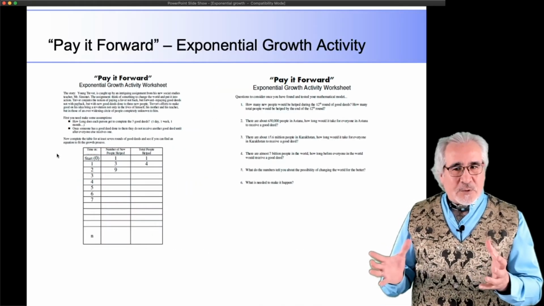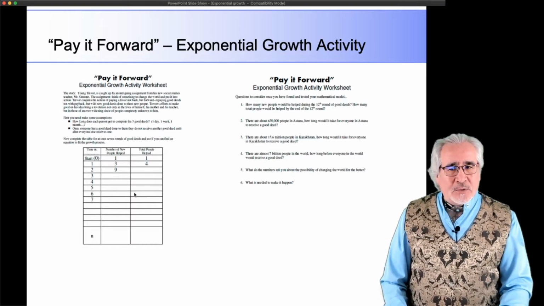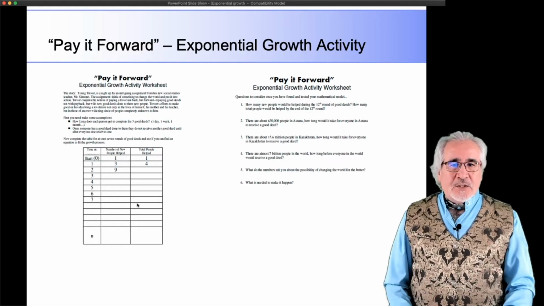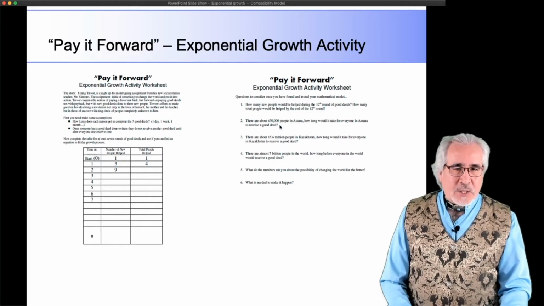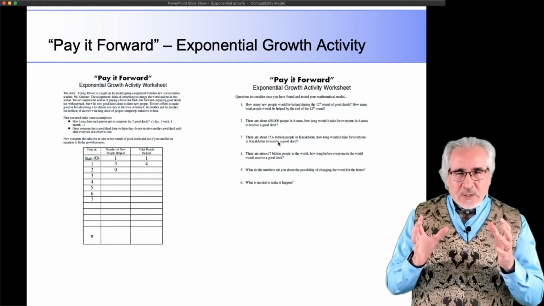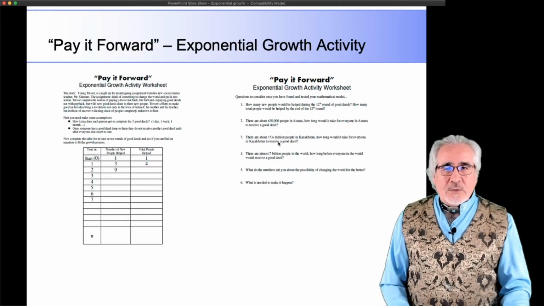So let's just pay it forward, a worksheet. I'm going to help walk you through, guide you through this part here in coming up with the formulas so that you can answer the questions that are on the following page. And it's those questions I want you to think about the effect of exponential growth.